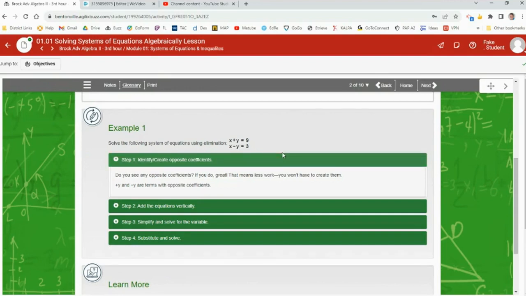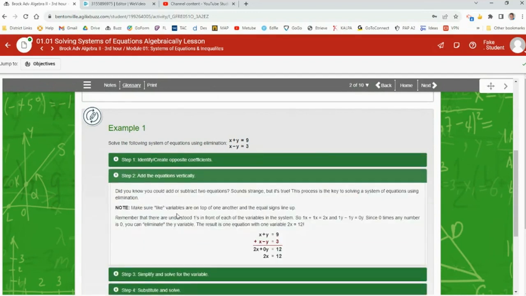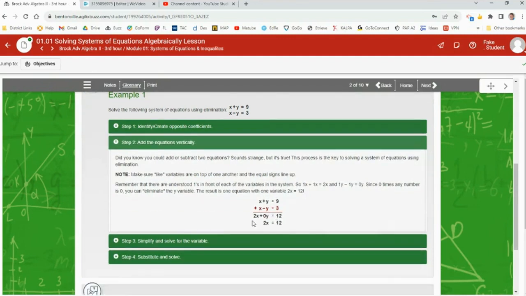Now, there may be situations where you don't have it, and then we can create opposites by multiplying one equation by -1, and that would change the signs of all of them. But we don't have to do that on this first one because we have a plus y and a minus y. And they're the same number. They're 1y, plus 1y, minus 1y. So all we have to do is just add the equations together. So if we add those together, x plus y equals 9 and x minus y equals 3. X plus x is 2x. Y plus a minus y is 0y. Y goes away, equals 12. Right? So 2x equals 12.